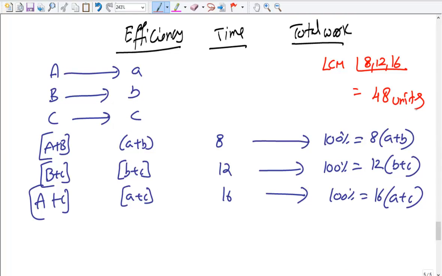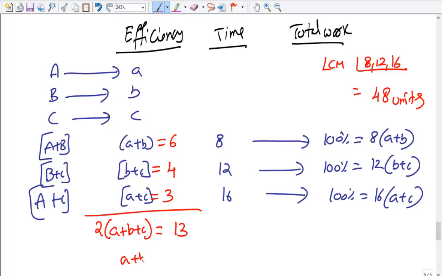If 48 units of work, then we can directly say that the combined capacity of A plus B is 6, B plus C is 4, and A plus C is, again we can easily say, 3. Now what we can do is take 2 times the capacity of A plus B plus C, which is equal to 13. So the combined capacity of A plus B plus C is 13 by 2, which is 6.5 units.